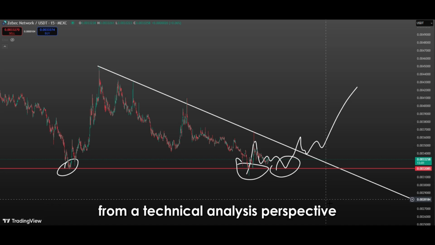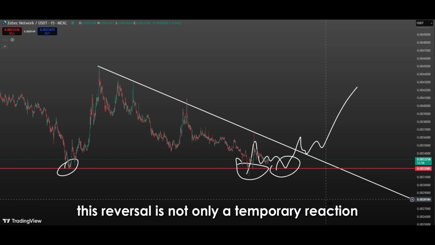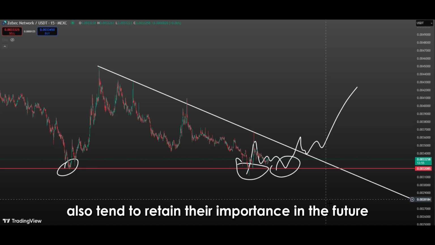From a technical analysis perspective, for a level to be considered support, the price must show a strong reversal after reaching it. This reversal is not only a temporary reaction, but also a strategic turning point that gains the confidence of buyers. Such support levels also tend to retain their importance in the future.